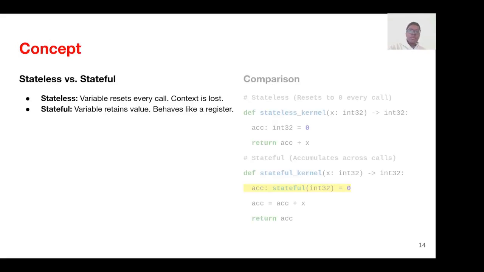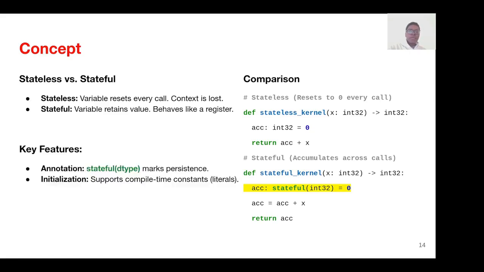As a proof of concept, we define stateless and stateful more formally. By stateless, we mean a variable which resets at every call, so therefore context is lost. Whereas for the stateful variable, the variable retains its value across kernel invocation, so it behaves much like a hardware register. As we can see in this example, for the stateless kernel we're doing accumulation, and then we're passing x as an argument to accumulate. Across each kernel call, this accumulator is always reset. Whereas for the stateful kernel, we're able to return the value and then do accumulation effectively.